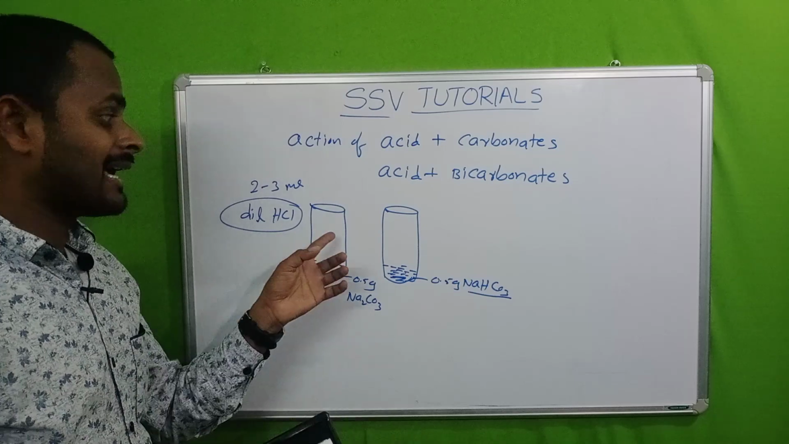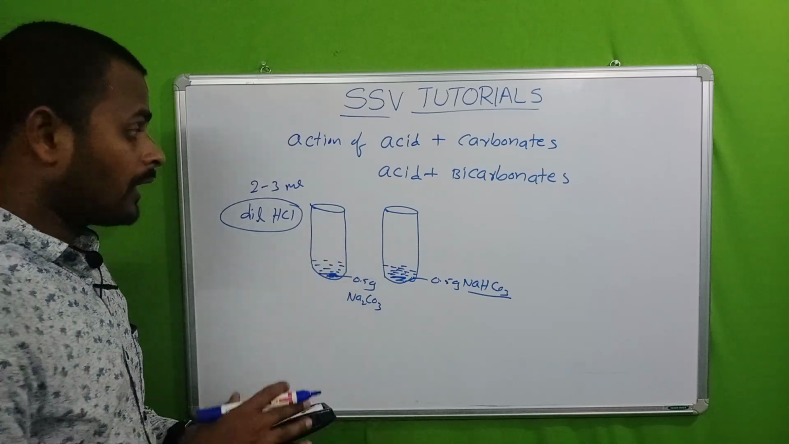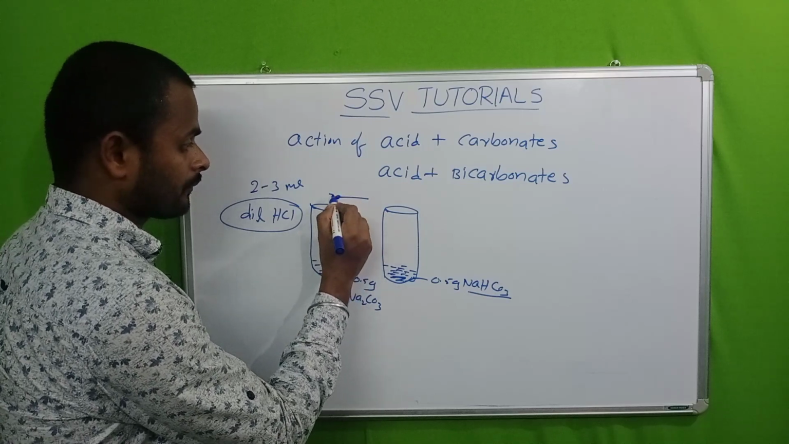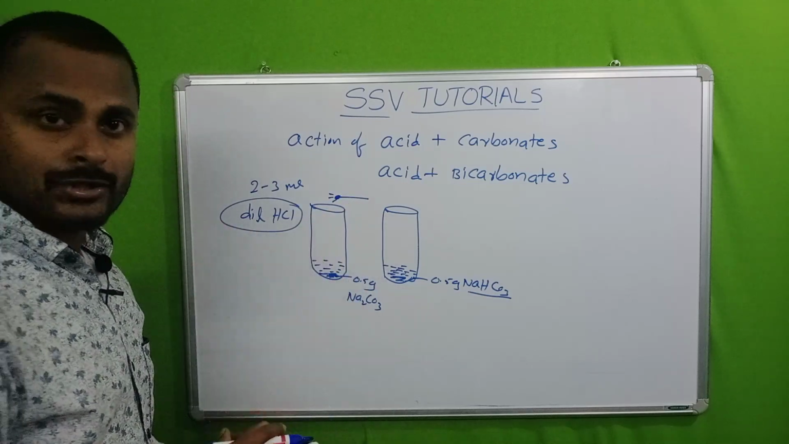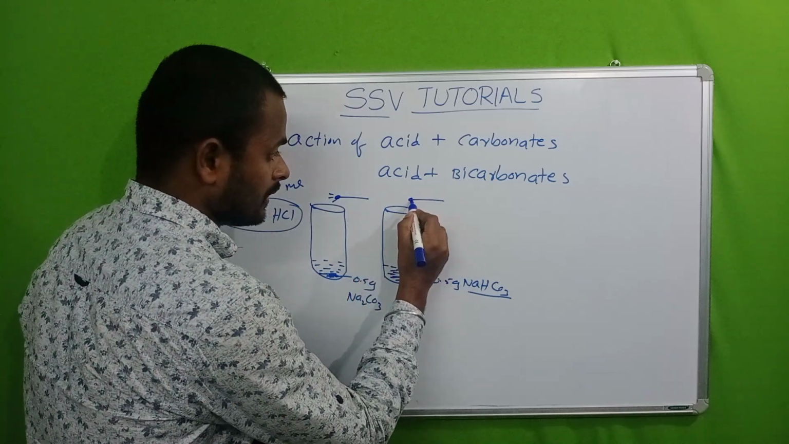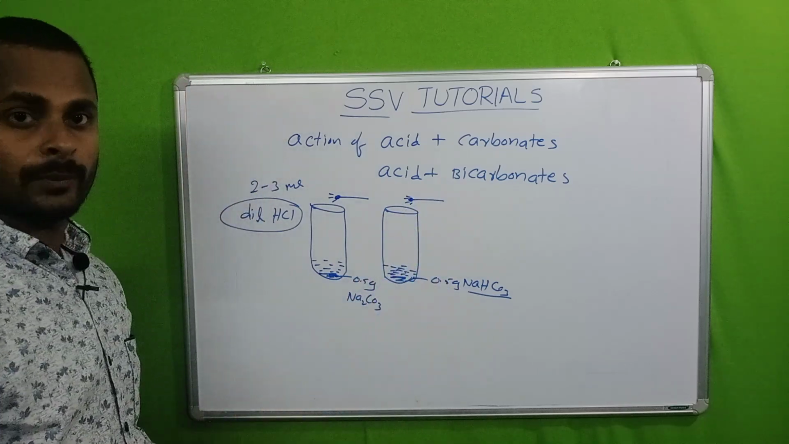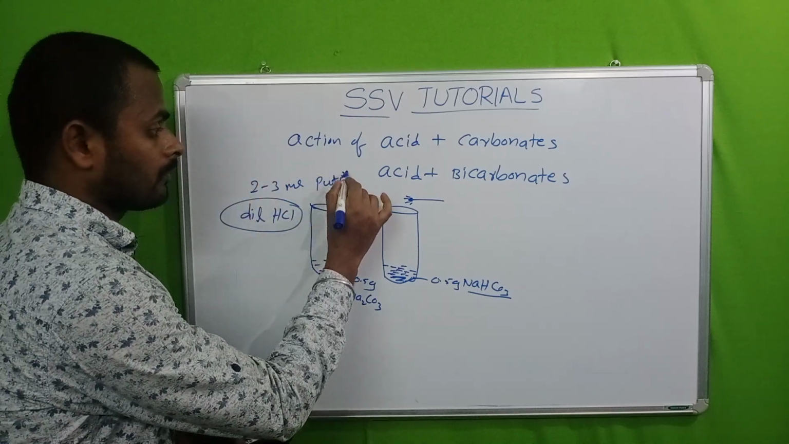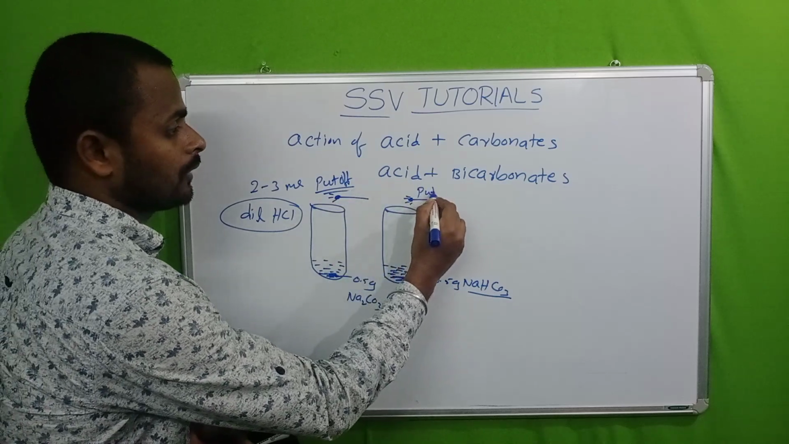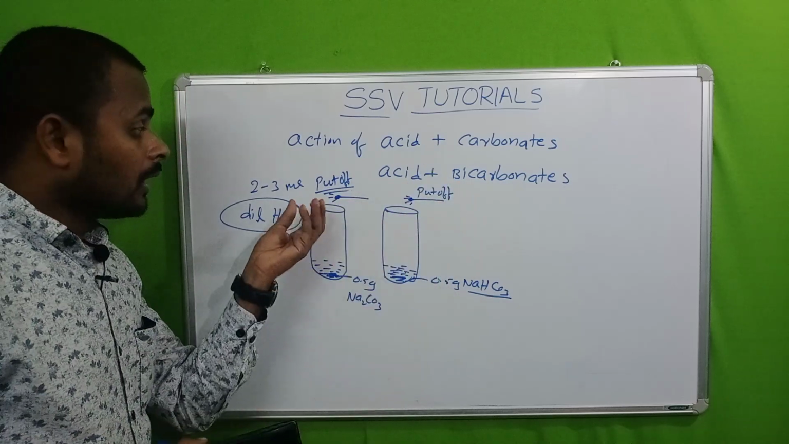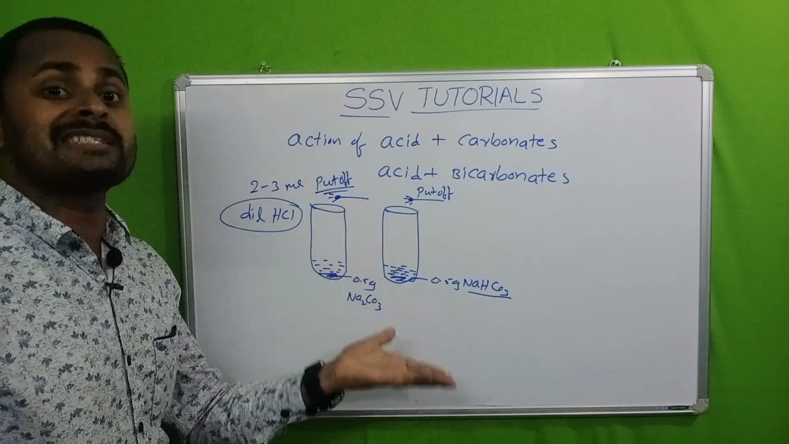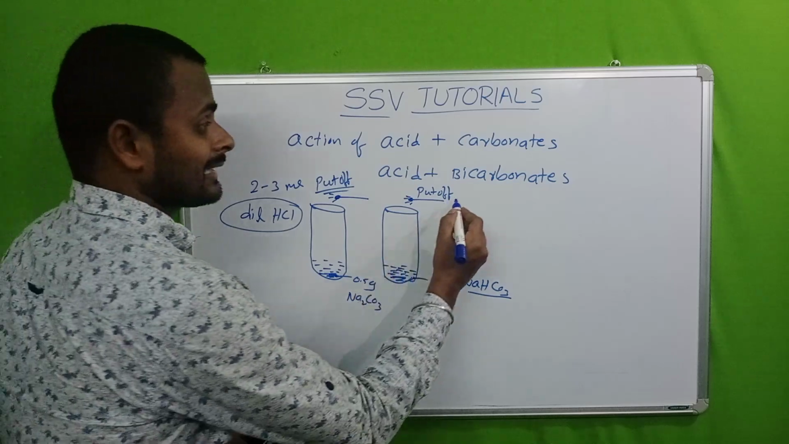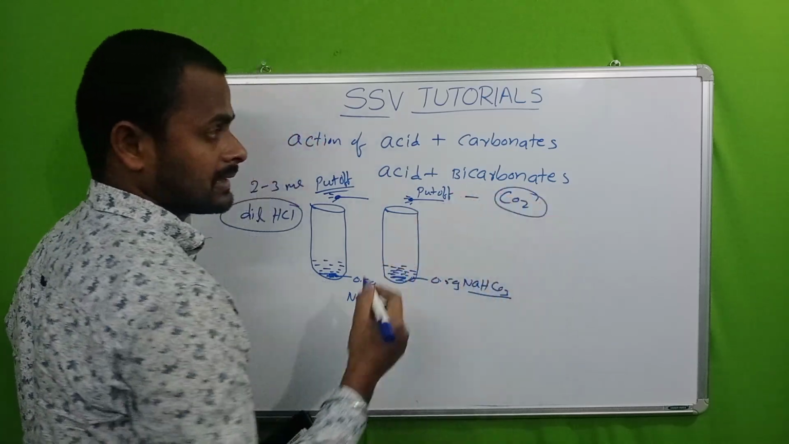For identifying the gas which is liberated from this, what do you have to do? You have to place a flaming matchstick on the top of the test tube. Here also, place a flaming matchstick on the top of the test tube. Then the flame will be put off. Here also the flame is put off. So the flame is put off because of which gas? Which gas has the nature of putting off fire? That gas is carbon dioxide.